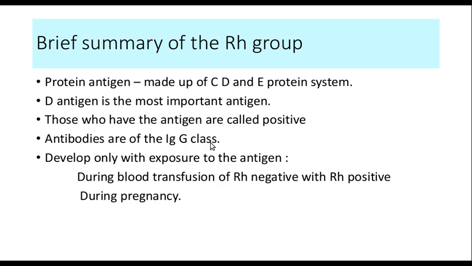These antibodies are not always present and they develop only when a person is exposed to the antigen. This usually occurs in blood transfusions of Rh negative people with Rh positive persons. That is the time the Rh negative person gets an exposure to the Rh antigen and then starts to develop antibodies. It also occurs during pregnancies. Because the class of the Rh antibodies is IgG in nature and it can cross the placenta, it has a significant impact on pregnancy, and that's what we are going to discuss today.